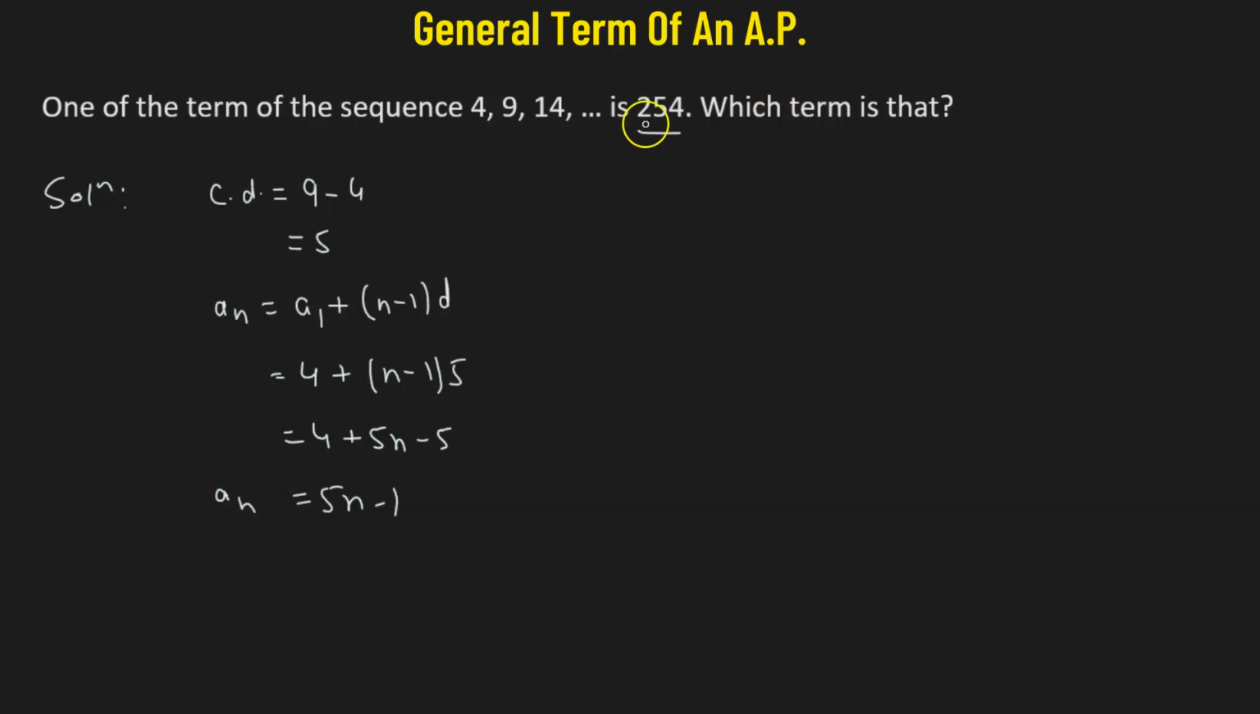So it's given that one of the terms is 254. So all we have to do is suppose that our nth term is 254, such that 5n minus 1 is equal to 254. Or we have 5n equals 255. Solving for n, we have 51. So that means the 51st term of this arithmetic progression has a value of 254.